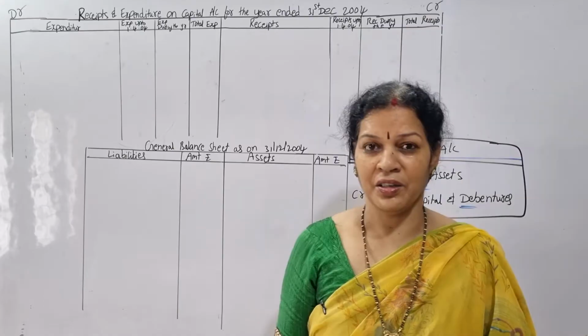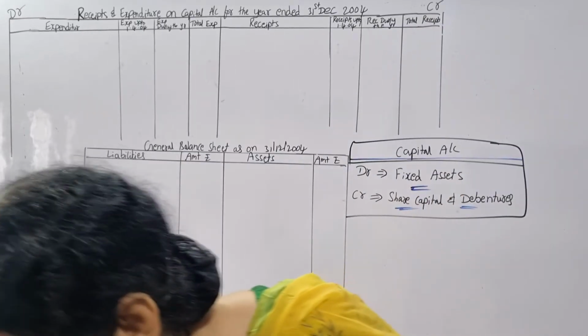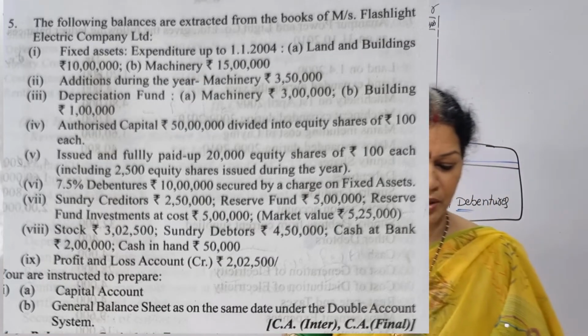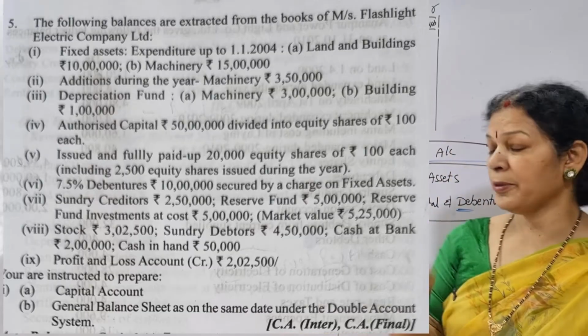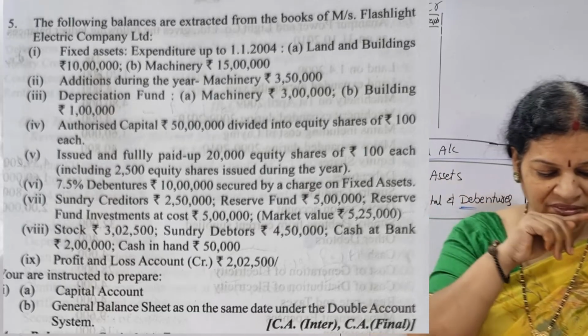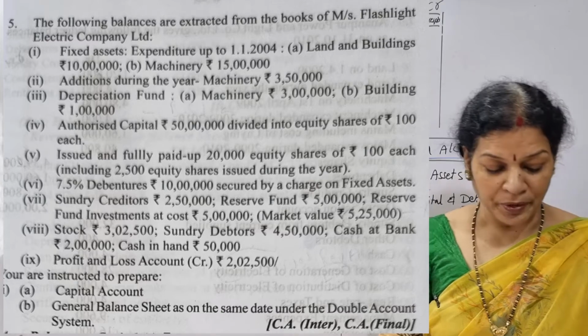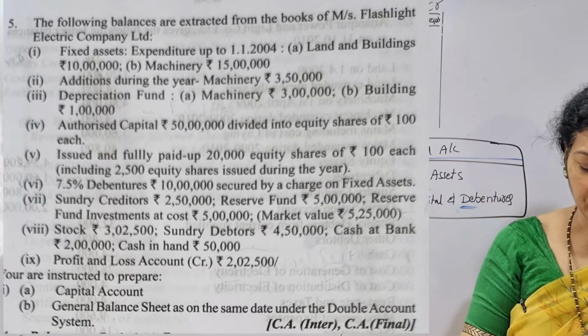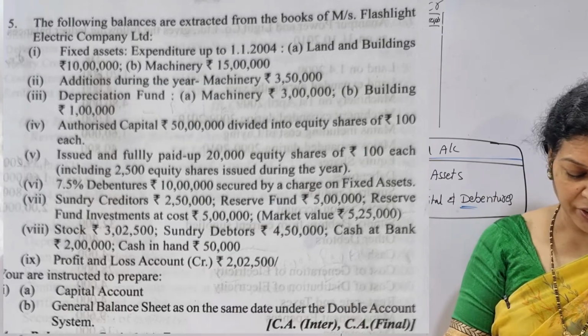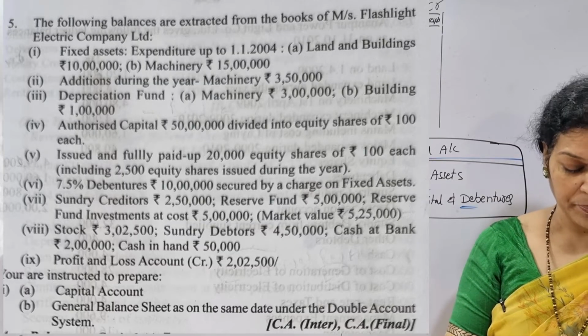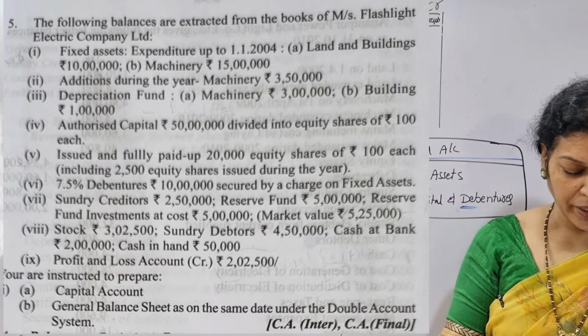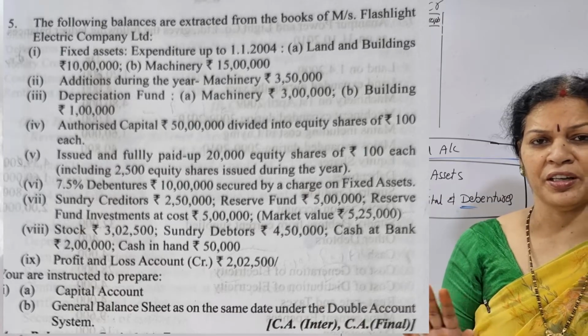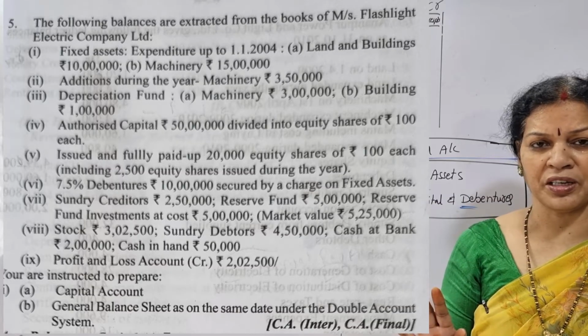This is an essay problem. Shall we see the problem? The problem is given on the desktop. You can note it down or take a screenshot. And now let me read the problem first. The following balances are extracted from the books of Messrs. Flashlight Electric Company Limited. How many points are there? Total 9 points are there. Each and every point I'll read slowly and make you understand.